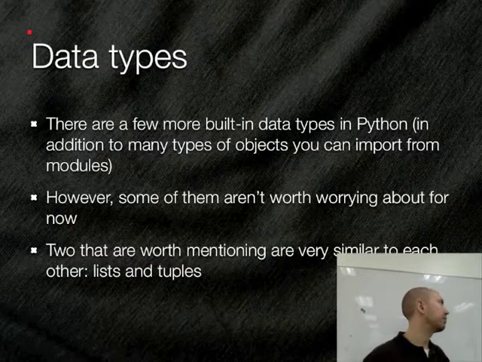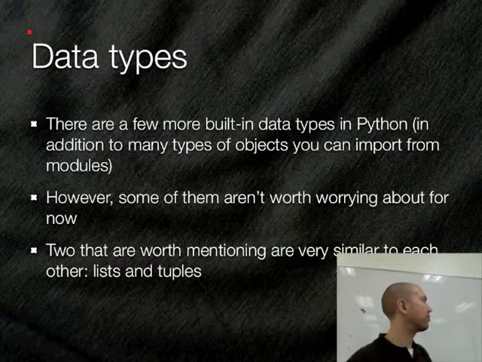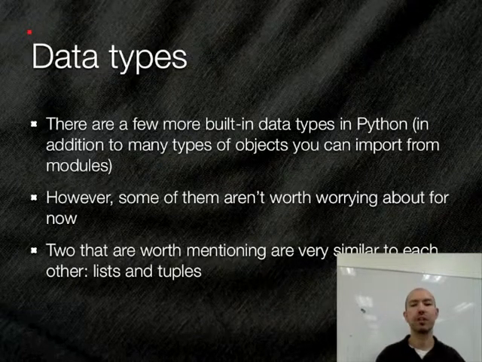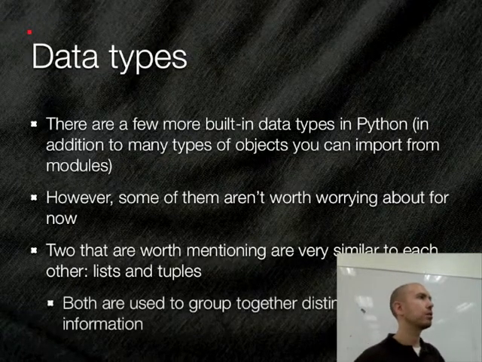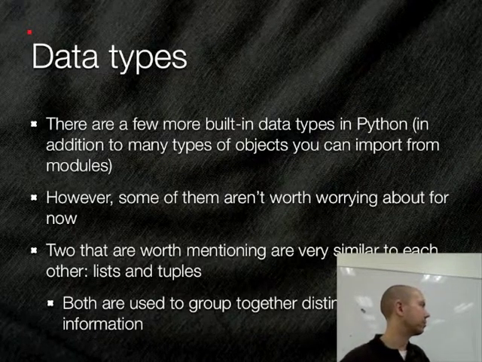So we aren't going to talk about some of them, but two that are very useful but very similar to each other are worth using, and these are called lists and tuples. So I'll tell you about what lists and tuples are, and then maybe we'll take a little break, and then we'll come back and actually use them, okay?